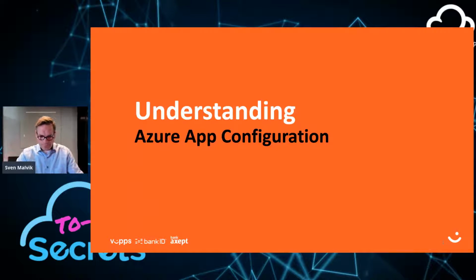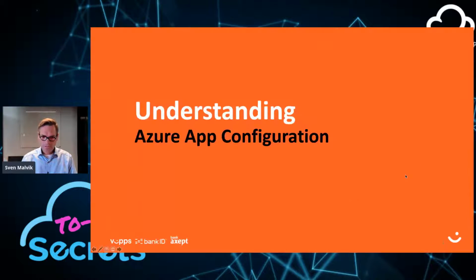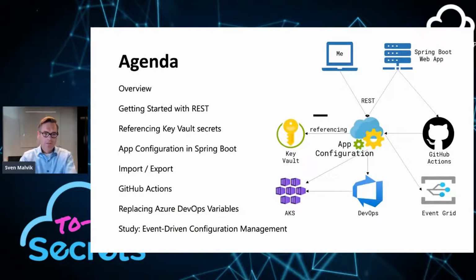So, let's go over to the agenda now. We will start with deploying Azure App Configuration at first from the portal. Then we will test it, trying just the REST interface of app configuration, very easy with Postman, just to see that everything works.